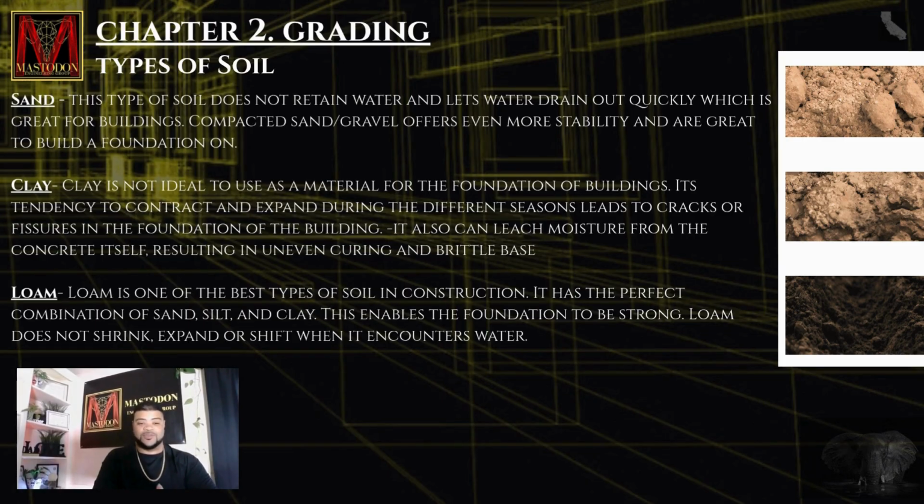So then you have loam. This is one of the best types of soil for construction. It is a perfect combination of sand, silt, and clay, and this enables the foundation to be strong. Loam does not shrink, expand, or shift when it encounters water. See, however anything reacts when it encounters water, because it rains, is how your foundation is going to react, which is going to affect your building. Okay.